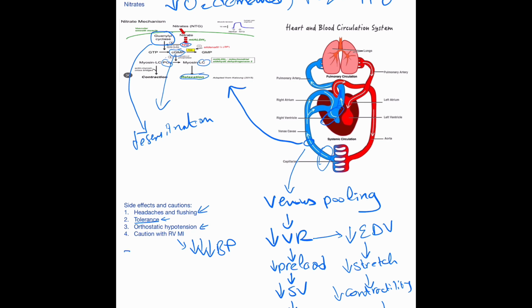Another caution which you should be aware of is when using it with PDE inhibitors. The most common PDE5 inhibitor used is sildenafil. As you can see from there, the PDE essentially inhibits the conversion of cyclic GMP to GMP. So that's an increase of cyclic GMP, causing more relaxation. You would have, with that, a significant drop in the blood pressure.